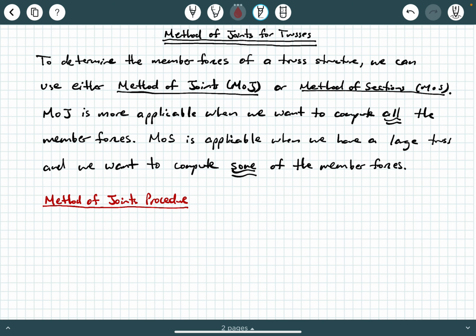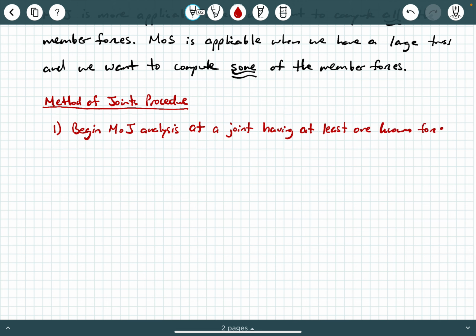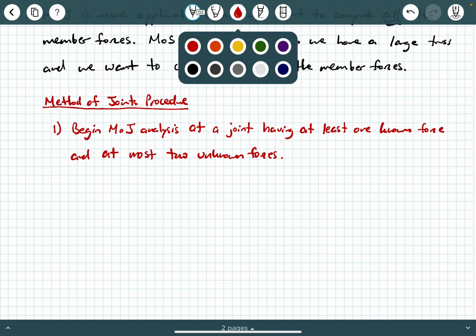So how do we apply method of joints? What is this procedure? Well, the first thing we are going to do, number one, begin MOJ analysis at a joint having at least one known force and at most two unknown forces. Okay, so let's underline that. That's a really important sentence.